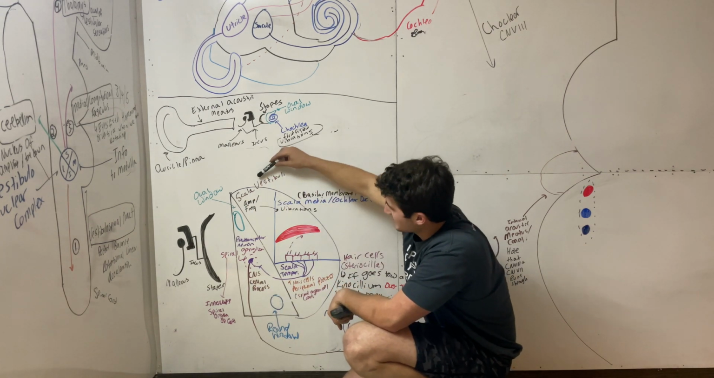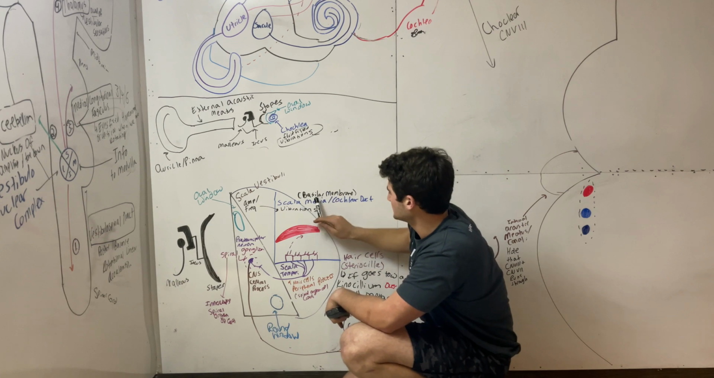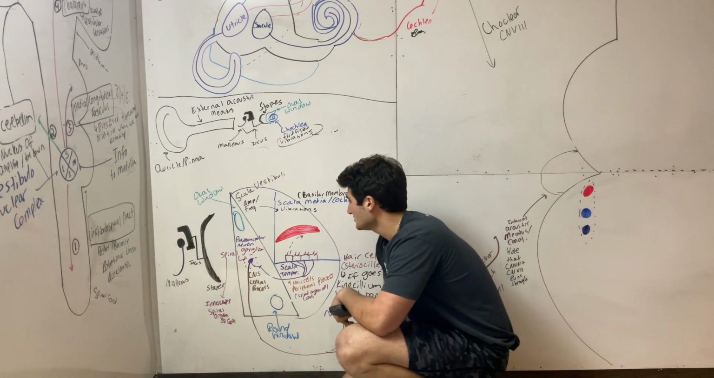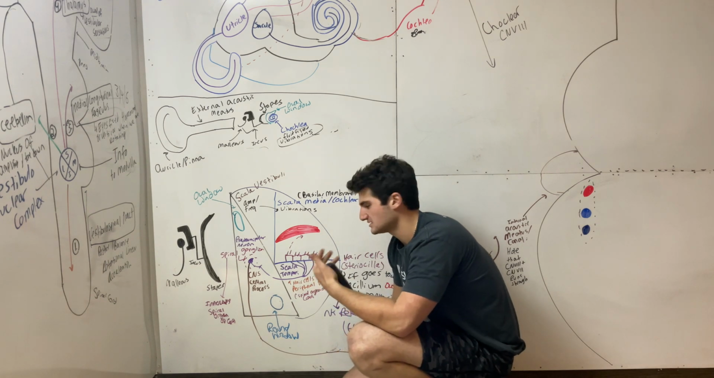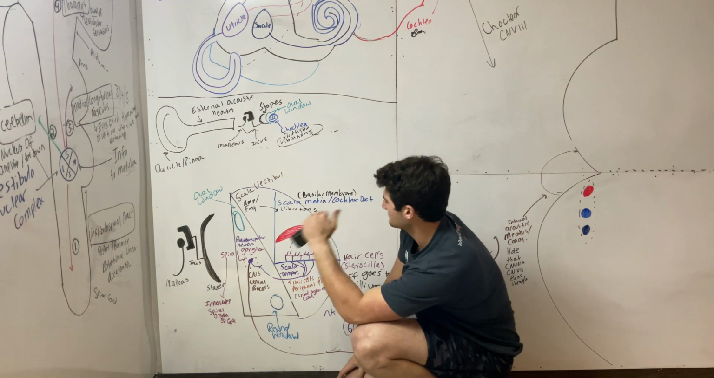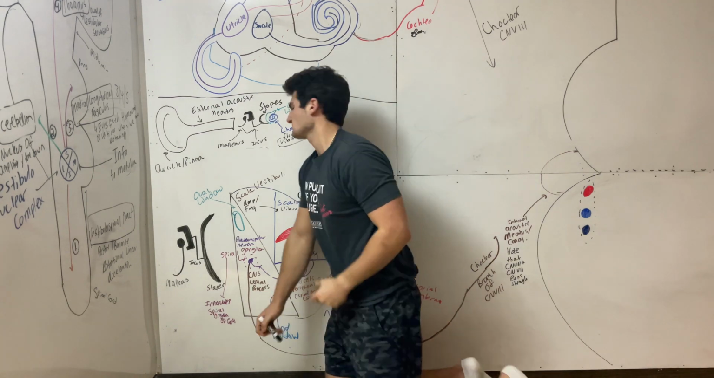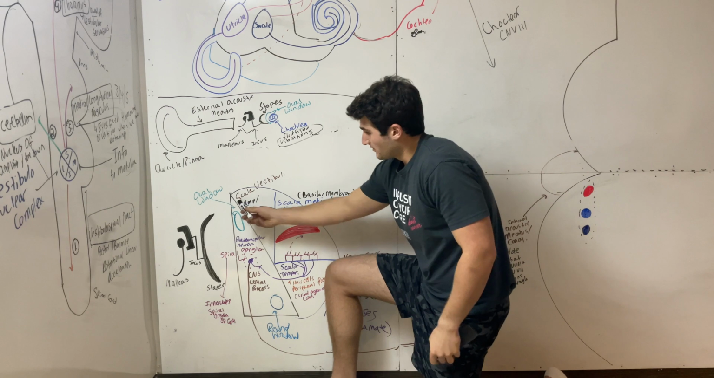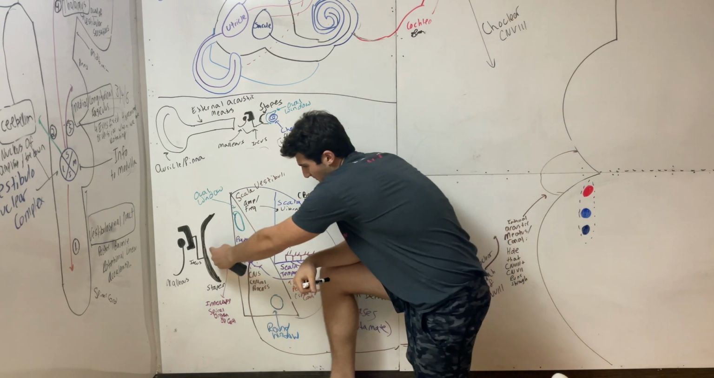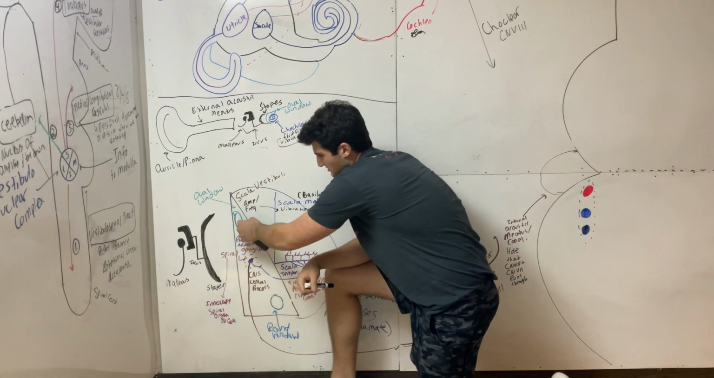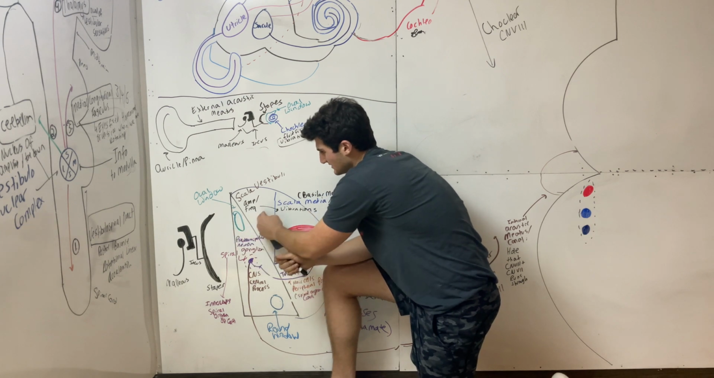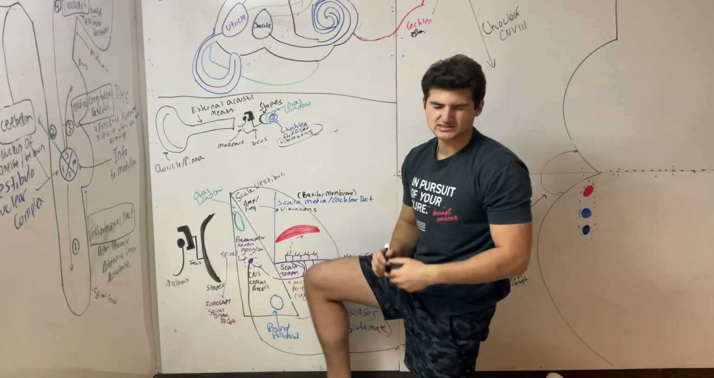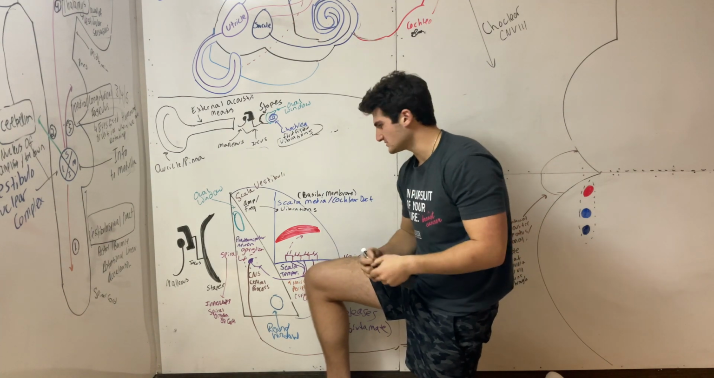We have the scala vestibuli, we have the basilar membrane, also known as the scala media, and then we have the scala tympani. Okay, so we have VMT: vestibuli, media, tympani. Cool. Now, the oval window: when the stapes vibrates, it's going to send a signal to the oval window. The oval window can then send a signal into the scala vestibuli. What signal is this going to be? It's going to be amplitude and frequency.